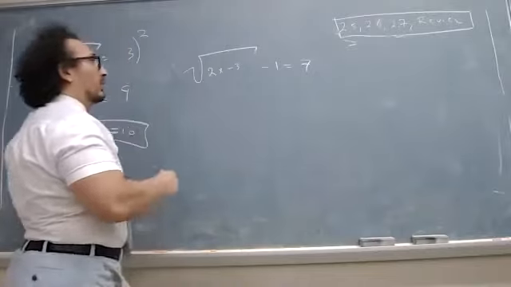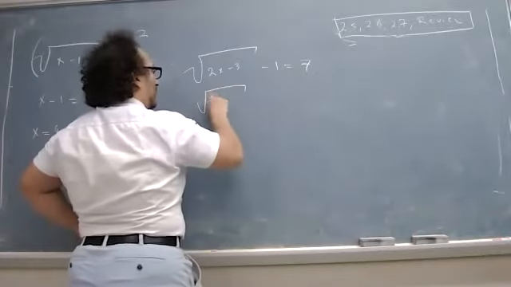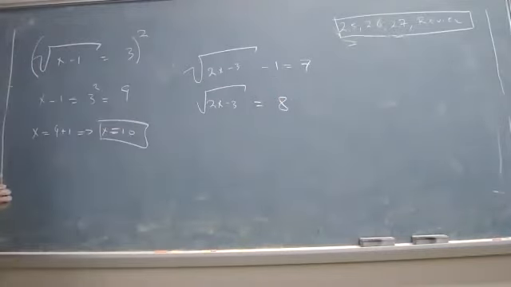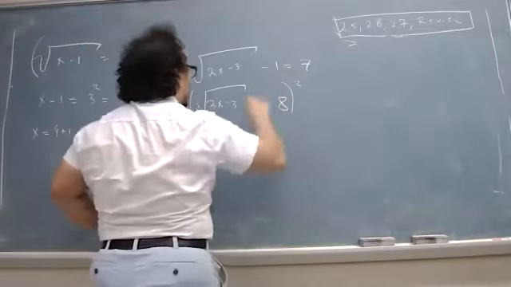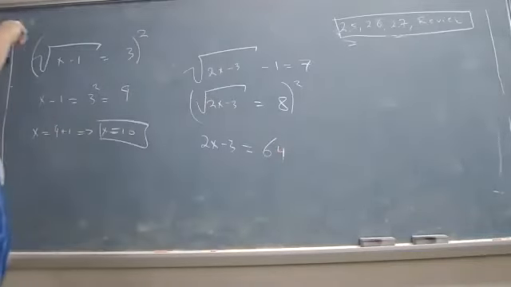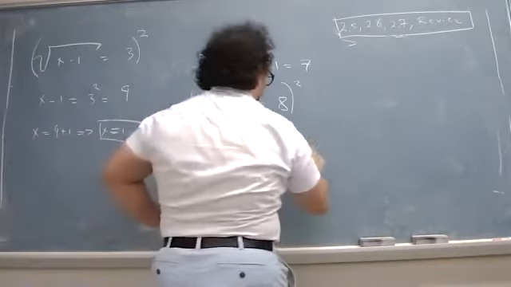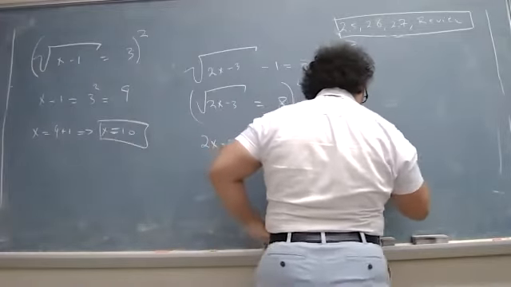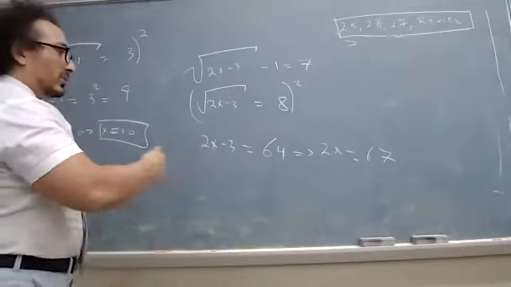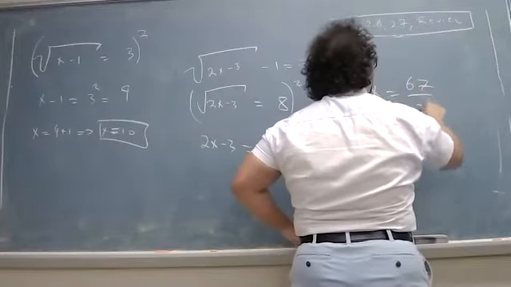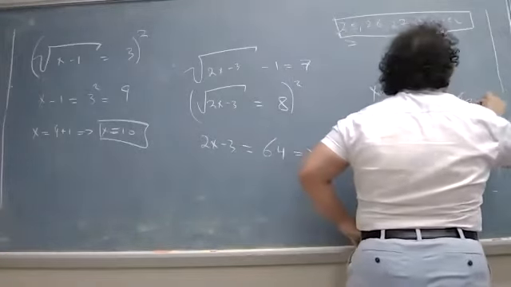What you want to do is make it simple. So we add 1 to both sides. Prior to doing that, this becomes an 8. And now you can square both sides. So now I get what's inside the radical is equal to 8 squared, which is 64. When I then add a 3 to both sides, I get 2x is equal to 67. And then I divide both sides by 2, so I get x is equal to 67 over 2.